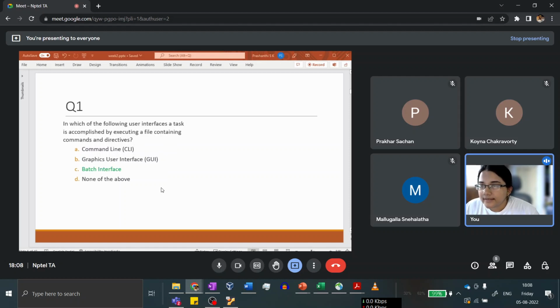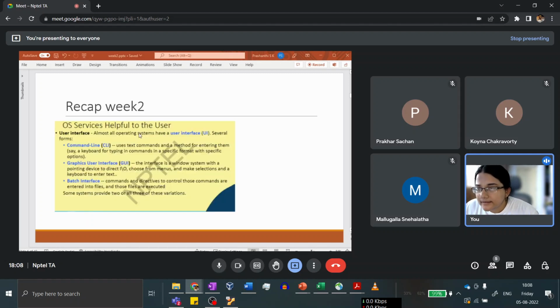So the answer is batch interface. If you remember from the last session, these are the three types of interface, right? You have your command line interface, and I'll try to give examples for each of these, and maybe that will help you understand it better. So your command line interface, if you guys have used any flavor of Linux or some Unix like environment, you would have typed in simple commands like ls or things like that, right? So that is a very good example of the command line interface.